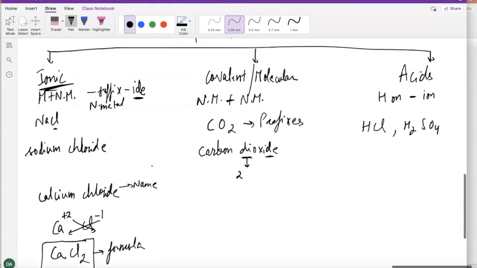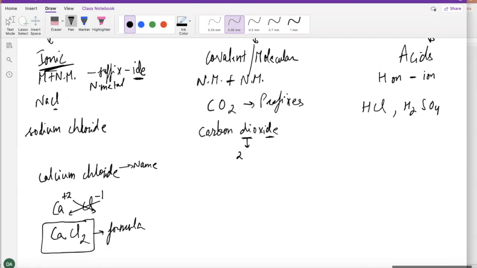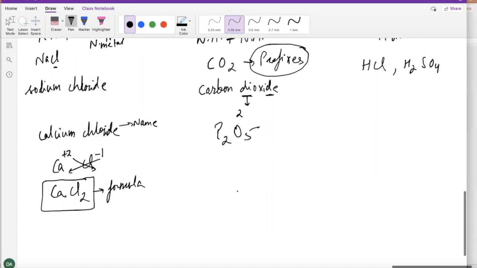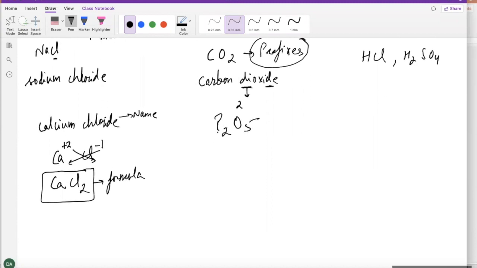But in the case of covalent or molecular compounds, we use the help of prefixes in order to tell how many oxygens we have. Like for example, if I have to write down P2O5, then what are we going to call this guy? So we should know that if you have 2, we call that di. And when you have 5, that's called penta. We're going to make a list of this and we'll learn. So this is called diphosphorus pentoxide.